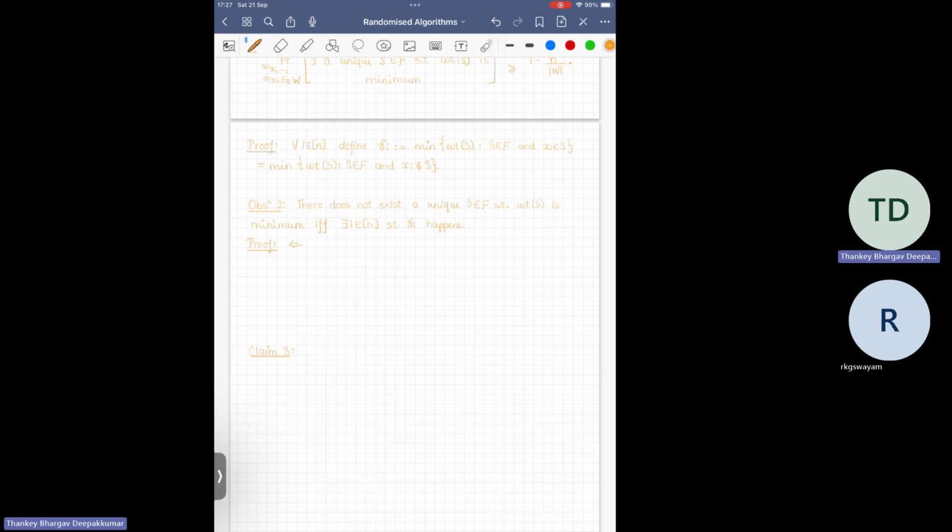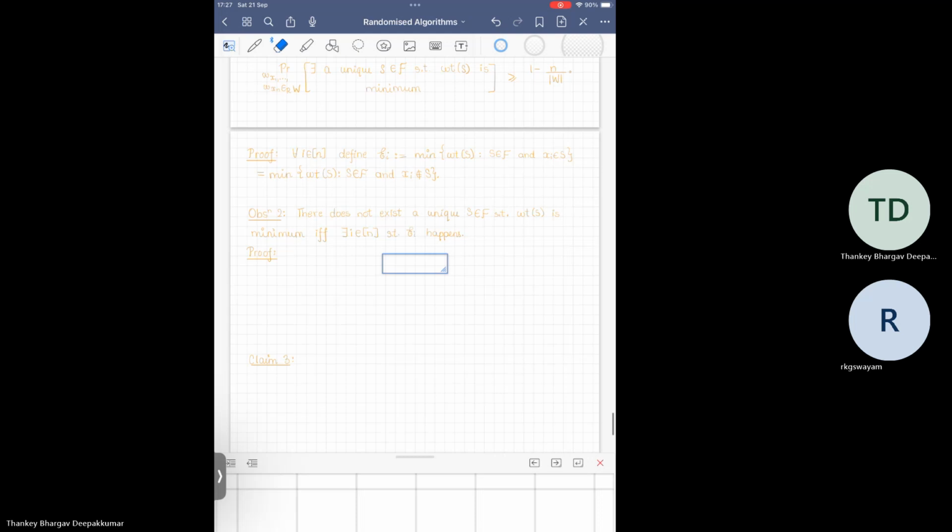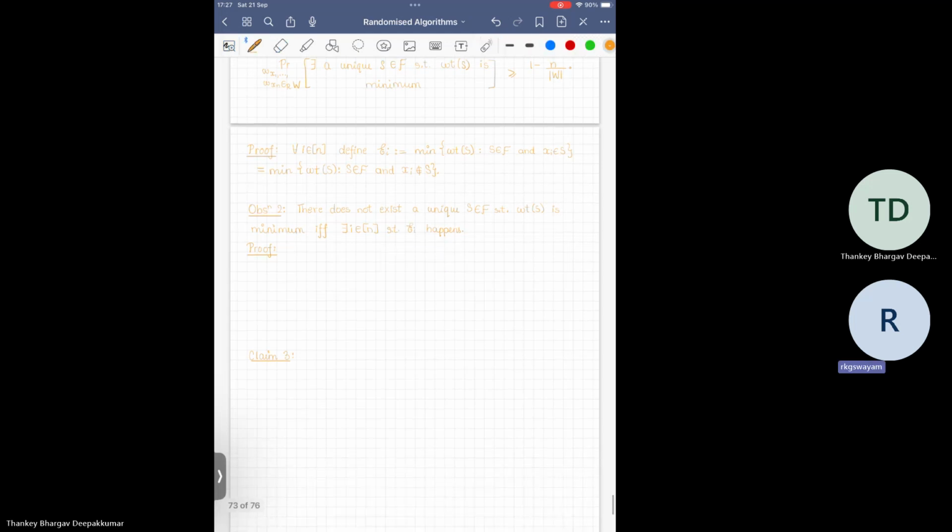Yes. This one is easy. So can you tell me why this is easy? So one direction is easy because this EI is happening, so it shows that there exist two subsets. In one subset, Xi is not an element of S. In the other subset, Xi is an element of S. However, their weights are the same. So therefore, there does not exist a unique S. So this direction is easy.